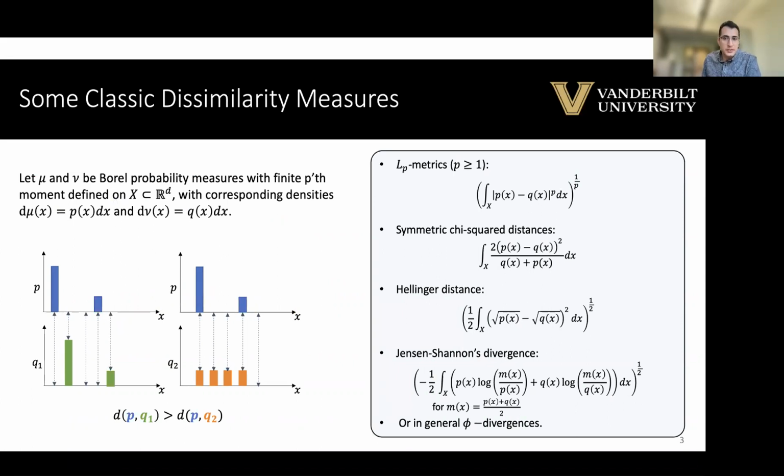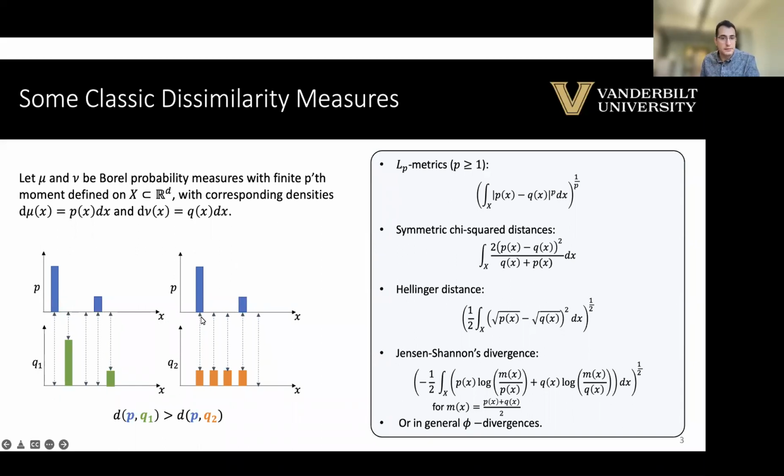Here, just a little bit of notation. I try to be consistent, but I'm not a mathematician, so I'm not as rigorous as mathematicians, but I try my best. Let's say mu and nu are Borel probability measures with finite pth moment defined on our domain X, which is a subset of R^d. Then we define corresponding densities P and Q for this mu and nu.